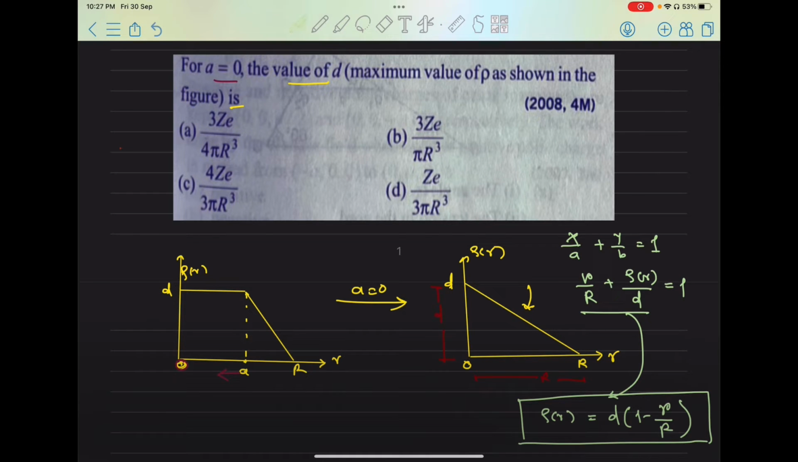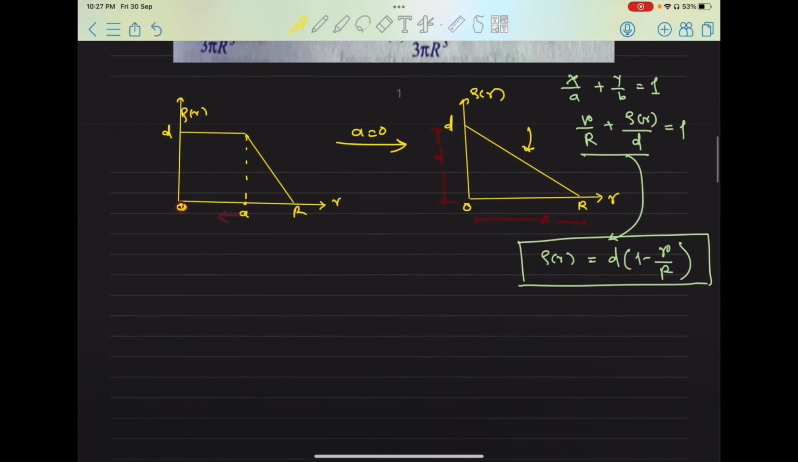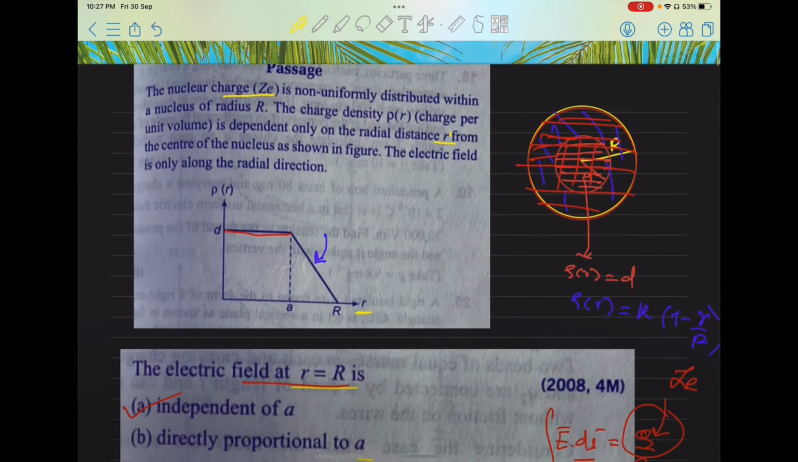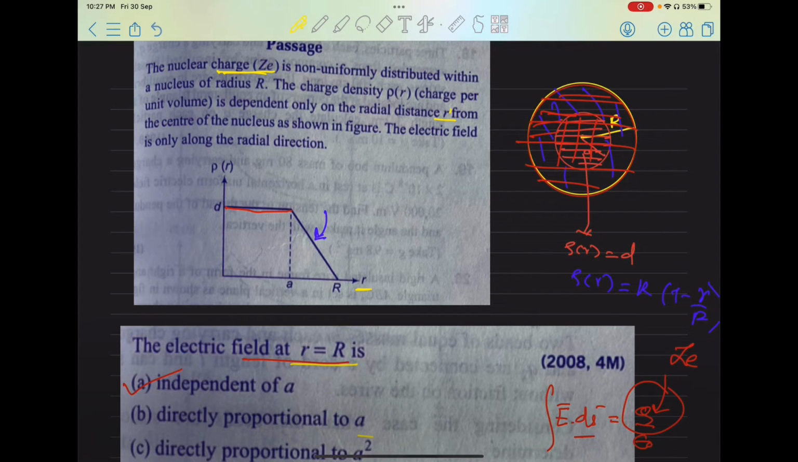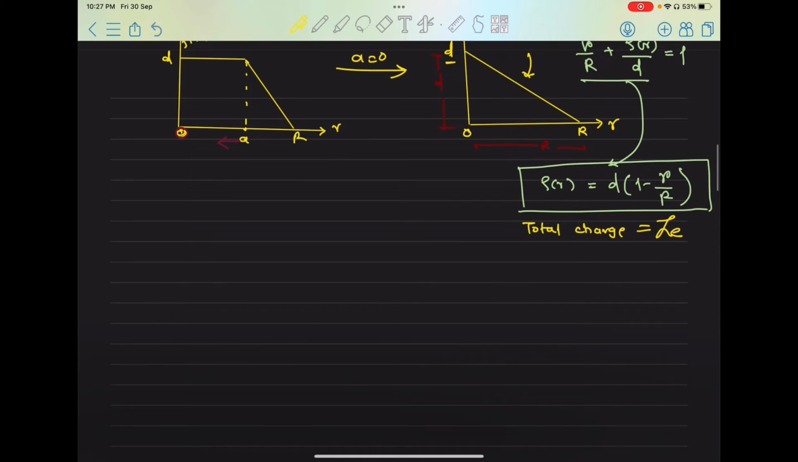Okay, we will proceed further to solve the question. Now, what does this question say? We have to find what d is over here. And we have the formula for charge density. And also, we know the total charge. From the passage itself, what does the passage say? The charge is Ze. The total charge is capital Z e. Okay, we can use this.